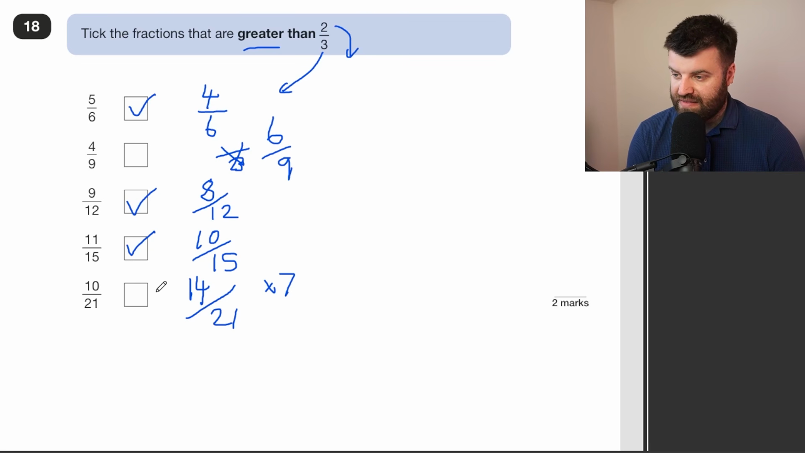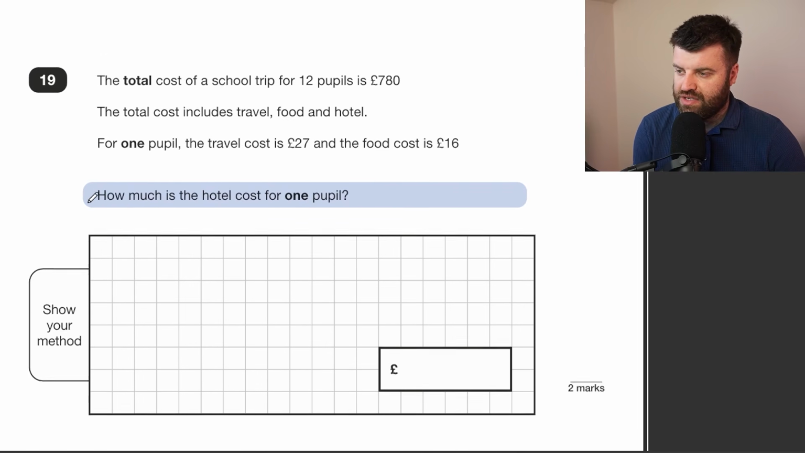Absolutely not. So we leave that blank as well. To get our 2 marks here, we need to have ticked the top one, the third one, and the fourth one, and that will get us full marks for that question.